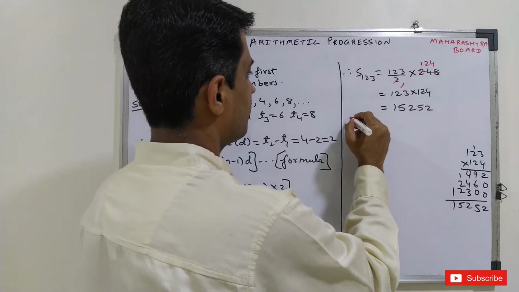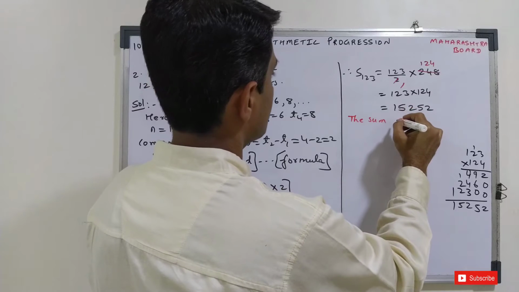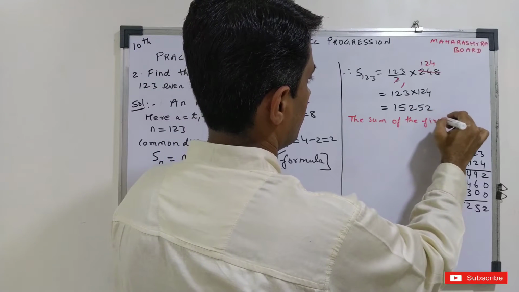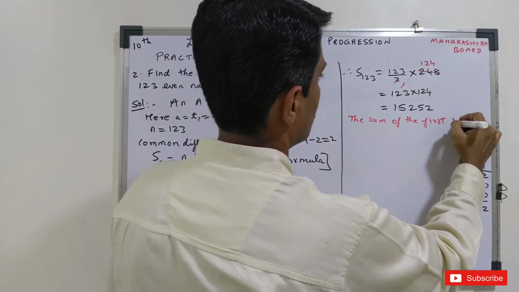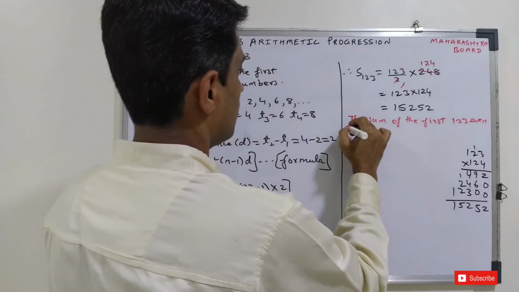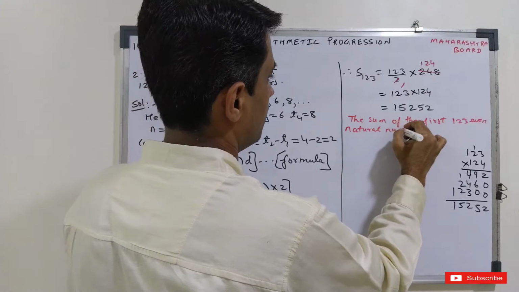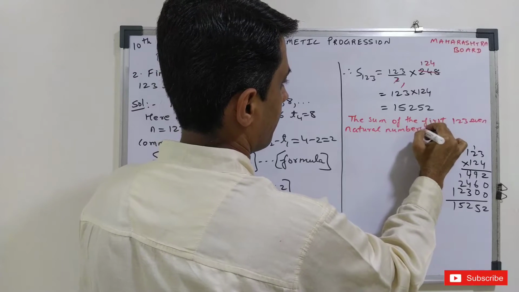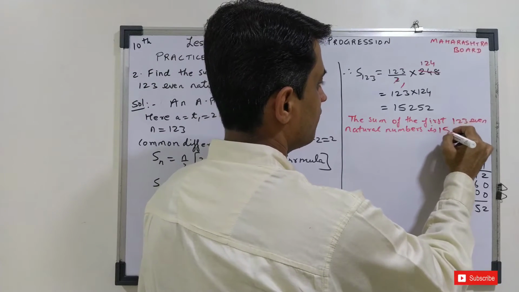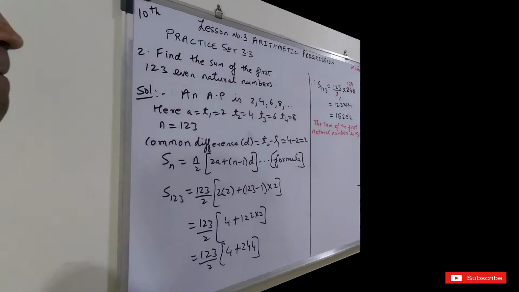So what will we write as the final answer here? The sum of the first 123 even natural numbers is how much? 15252. That will be the final answer.